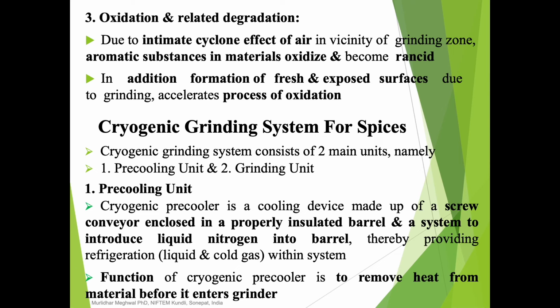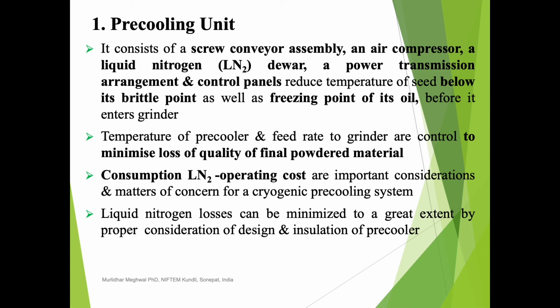The pre-cooler is a cooling device made up of a screw conveyor enclosed in a properly insulated barrel. We will see that also in our laboratory setup. It has a system to introduce liquid nitrogen into the barrel, thereby providing refrigeration, liquid and cold gas within the system. The function of the cryogenic pre-cooler is to remove heat from the materials before they enter the grinder. This pre-cooling unit consists of a screw conveyor assembly, an air compressor, a liquid nitrogen level controller, a power transmission arrangement, and a control panel.